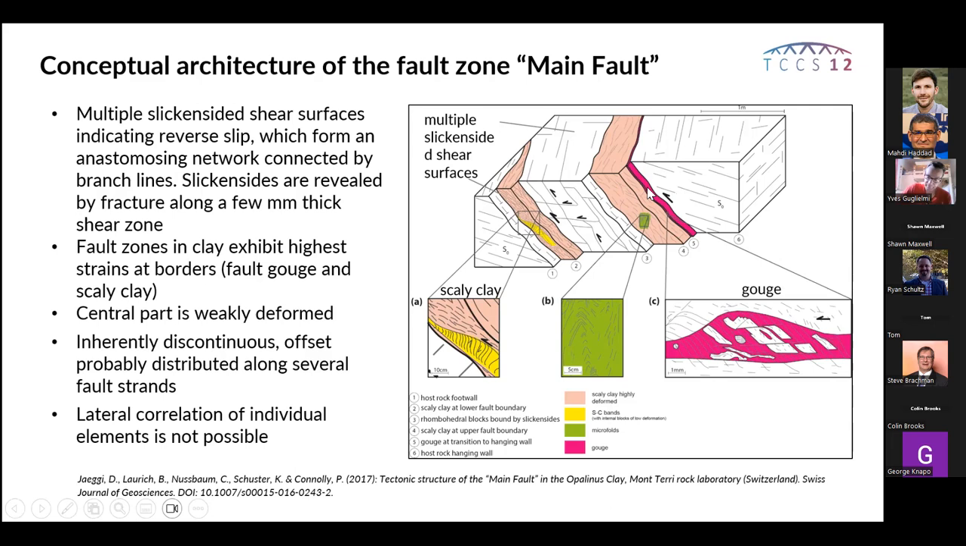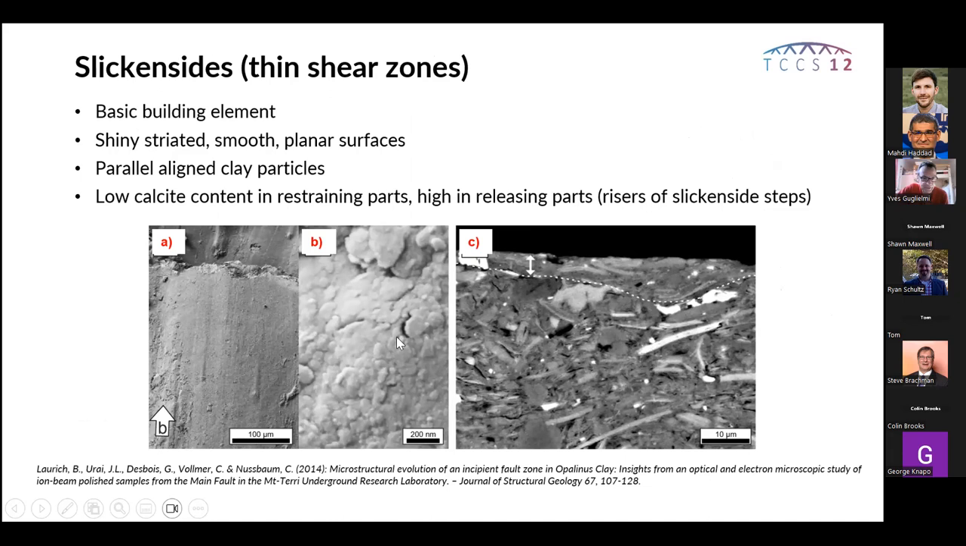Here is another view of the main features you can observe on the fault. For example, on the principal shear zone, you see here some nice slickensides. Another interesting thing is that close to the surface of the principal shear zone, if you look on the right, you may see a thin skin of clay minerals that are reoriented along the slickensides.